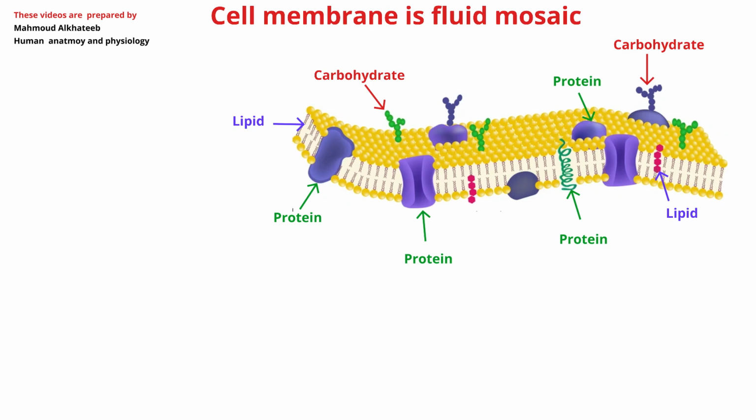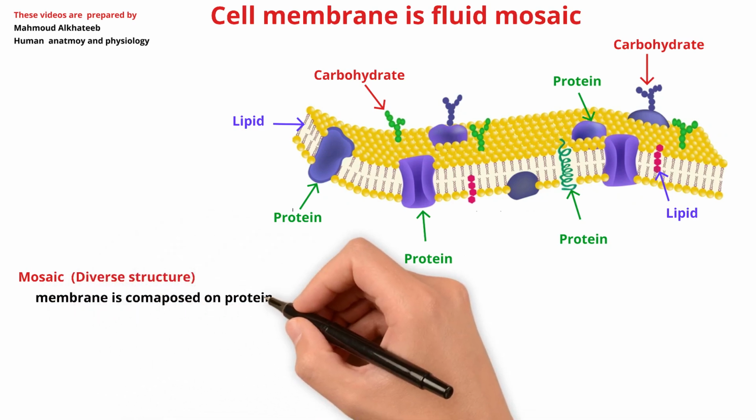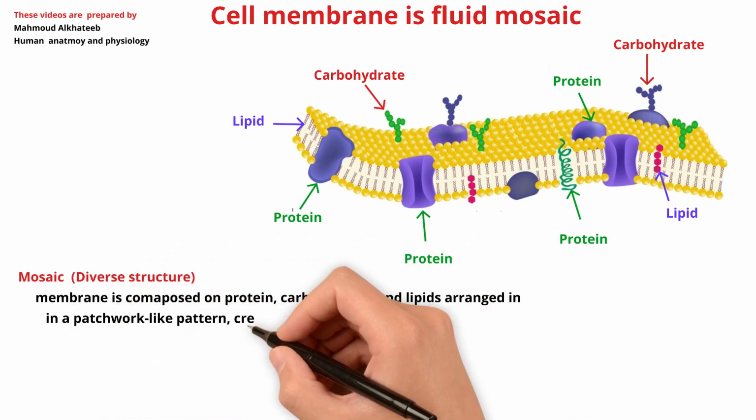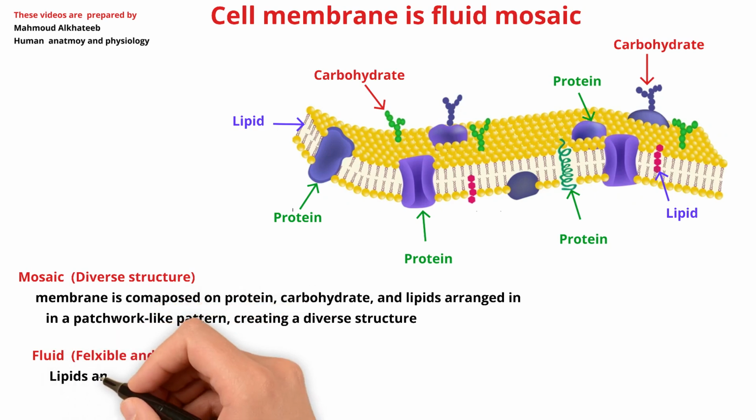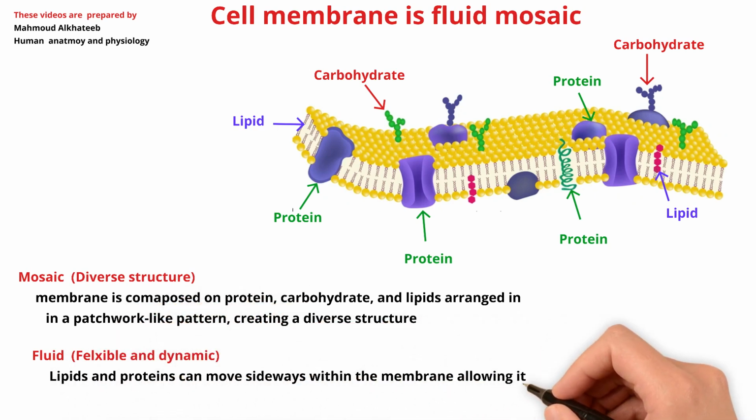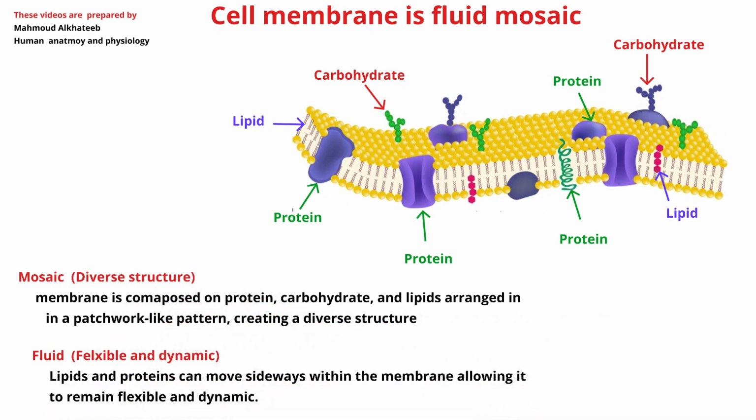By this formation, the membrane is often described as a fluid mosaic. The term mosaic refers to the fact that the membrane is composed of a variety of different molecules, including lipids, proteins, and carbohydrates that are arranged in a patchwork-like pattern, creating a diverse and complex structure. It's called fluid because the components, such as lipids and proteins, can move sideways within the membrane, allowing it to remain flexible and dynamic. This fluidity is essential for the cell to adapt, communicate, and transport materials.